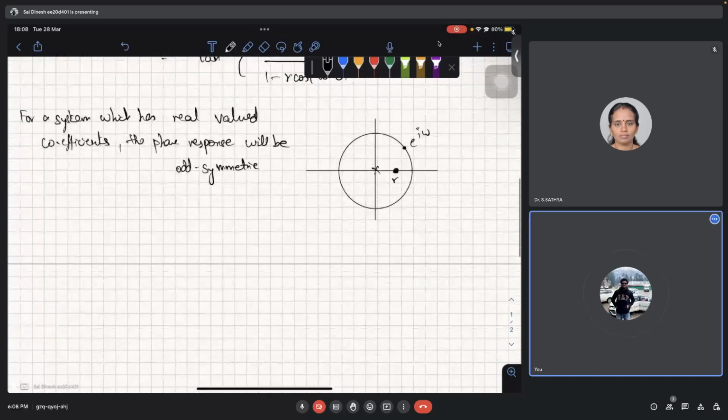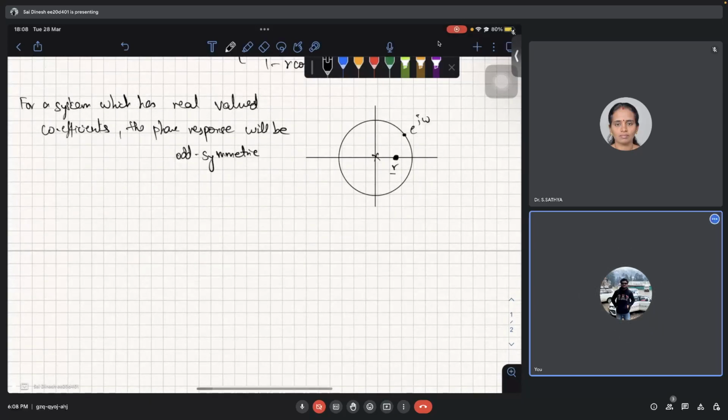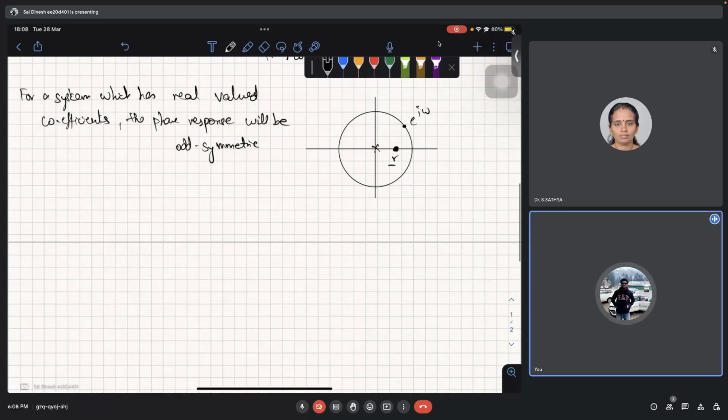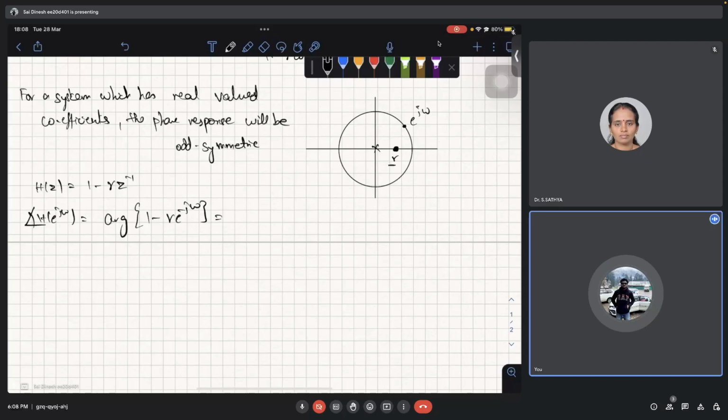In this case we have a zero at R, so H of z would be 1 minus R z inverse, right? And then the angle of H(e^(j omega)) is arg of (1 minus R e^(minus j omega)), which is equal to arg of (e^(j omega) minus R) minus arg of e^(j omega).